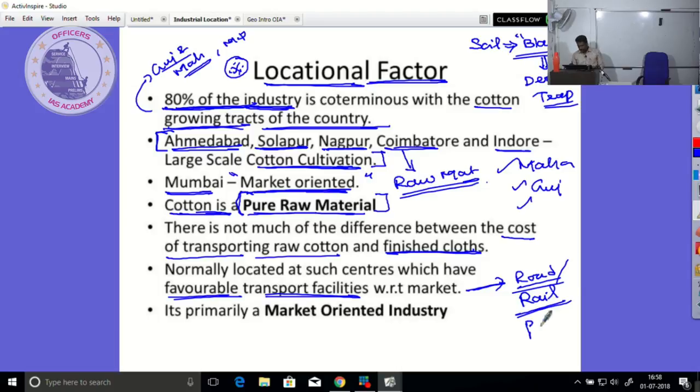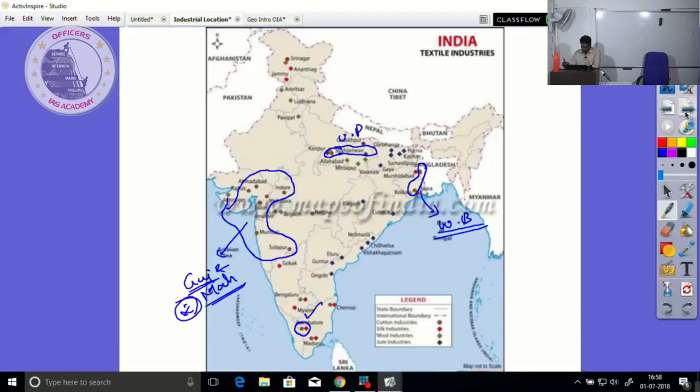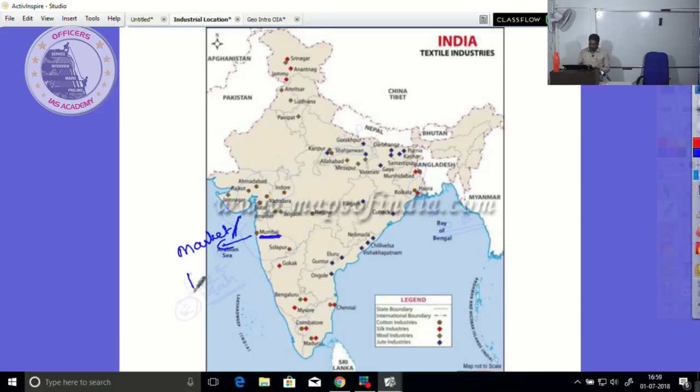For export purpose, you can also prefer port connectivity. It is also port oriented, sir. That is the export oriented location we have in Mumbai. And places like Solapur, you are there in Maharashtra, Nagpur, Maharashtra, even Indore, Madhya Pradesh, Ahmedabad, Surat, Vadodara, Rajkot, etc. These are the places where you have industries along the cotton growing tract, or let me call it, these are the industries which are located in the black soil belt of India.